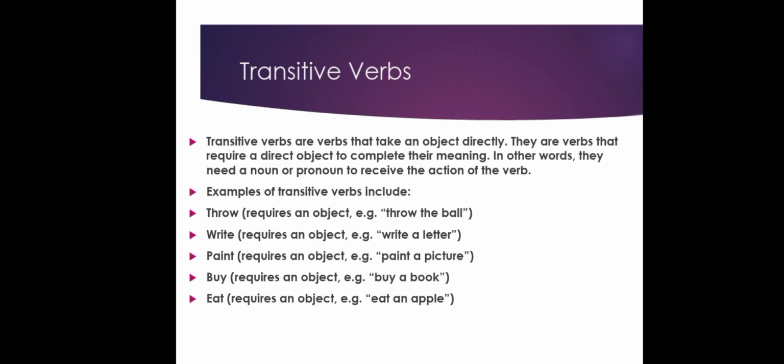The first example is throw, which requires an object, like throw the ball. Then we have write, which requires an object: write a letter. Then we have paint, which requires an object: paint a picture. Then we have buy, which requires an object: buy a book or something else. Then we have eat, which requires an object, just like eat an apple.